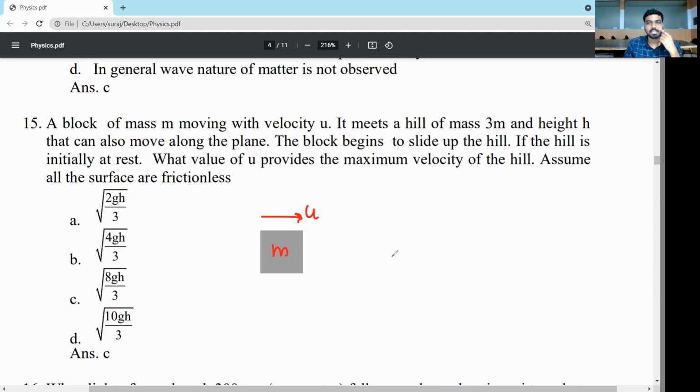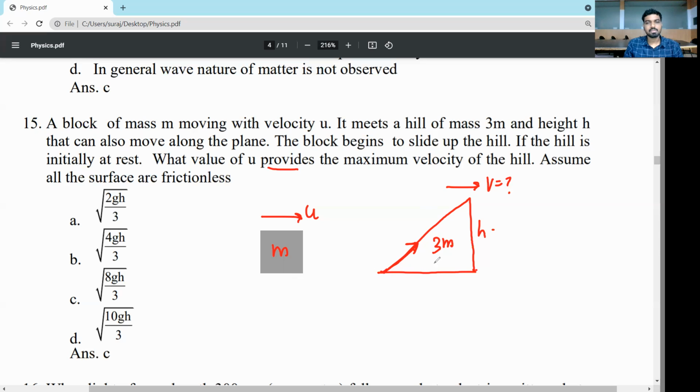The block begins to slide up the hill. If the hill is initially at rest, what value of u provides the maximum velocity of the hill? Assume all the surfaces are frictionless. Here the hill is nothing but an incline. The hill, of mass 3m, can also move. The block begins to slide up the hill. Initially the hill is at rest.